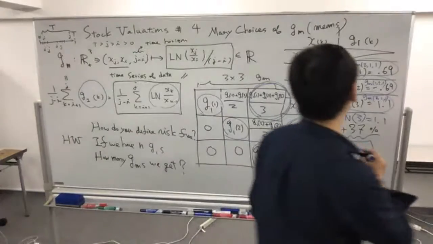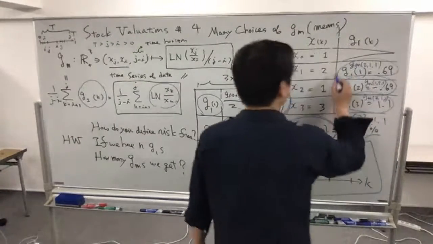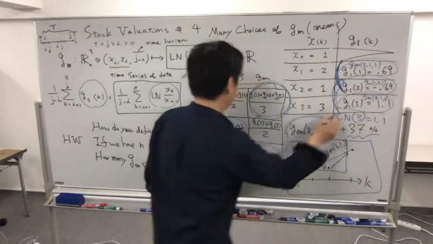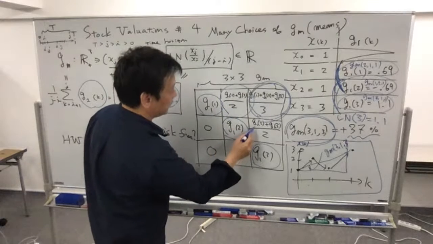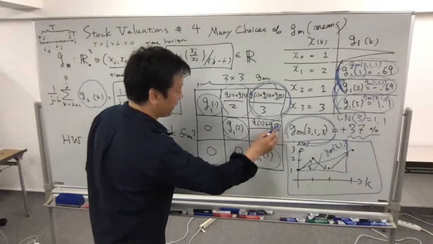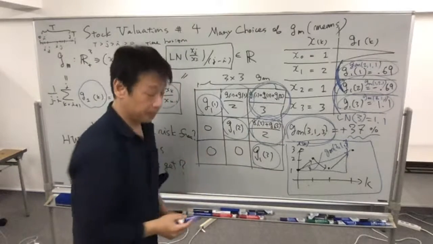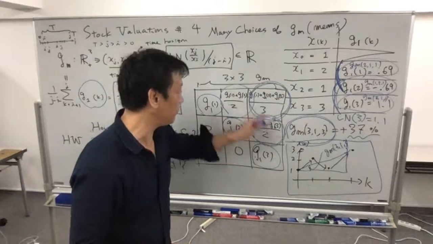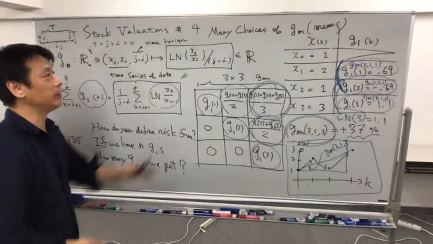And we have two other GMs: the average of G11 plus G12 over 2, and G12 plus G13 over 2. So how many GMs do we have? 1, 2, 3, 4, 5, 6. So there are many choices of GM.